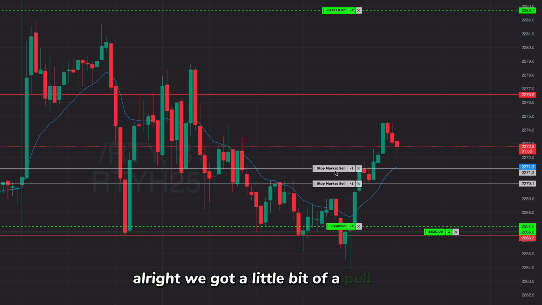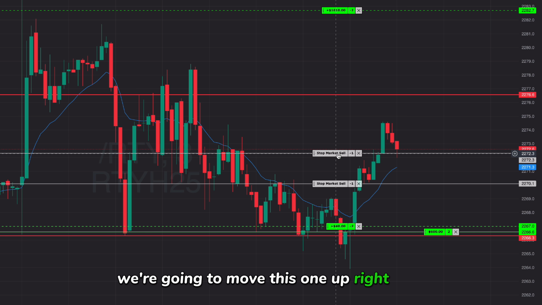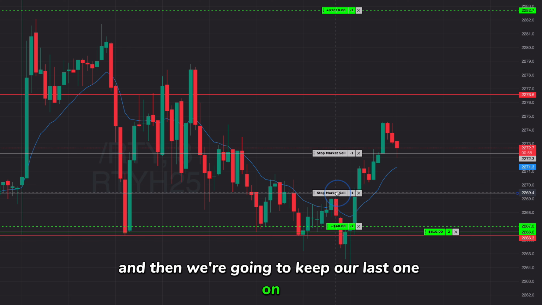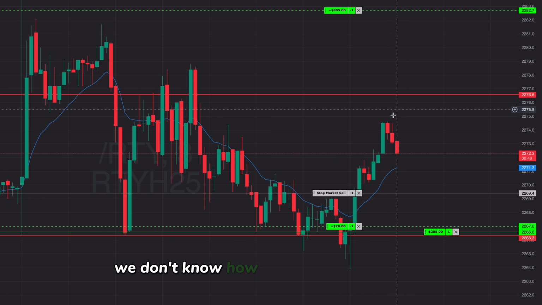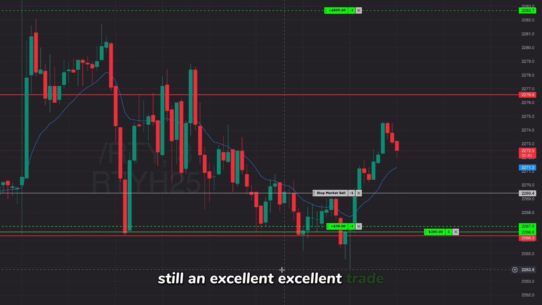All right, we got a little bit of a pullback. Exited one of the contracts down to 2. We're going to move this one up right here. And then we're going to keep our last one on all the way down here. So obviously not perfect. We don't know how the session's going to end. We just lost one. That's okay. Still an excellent, excellent trade.